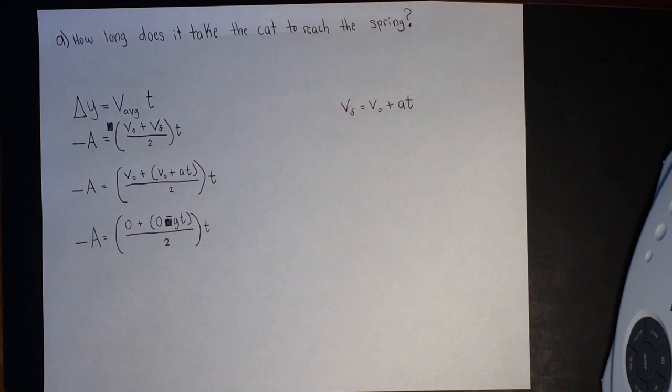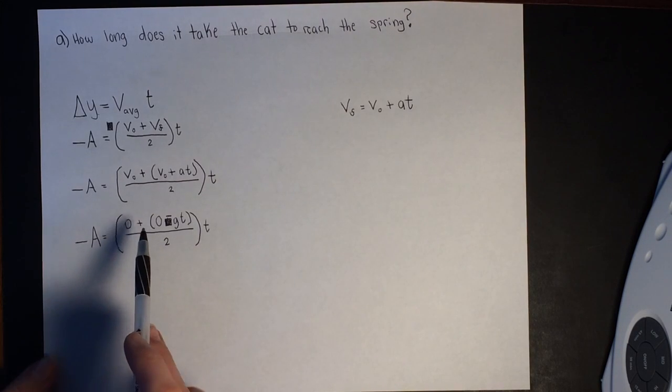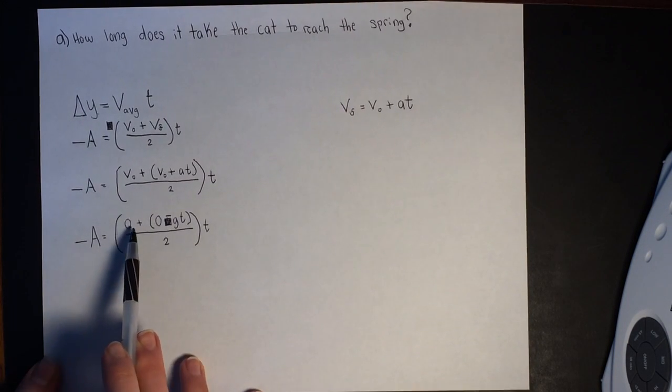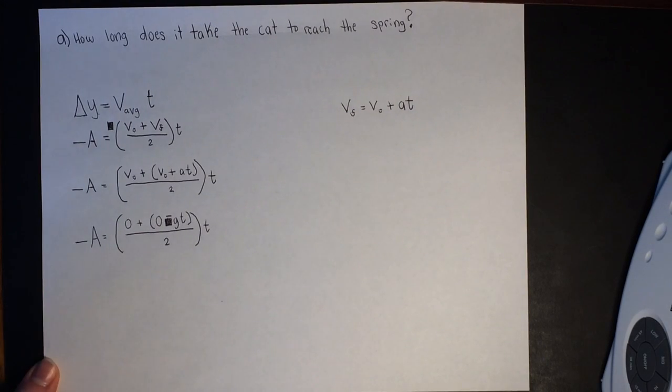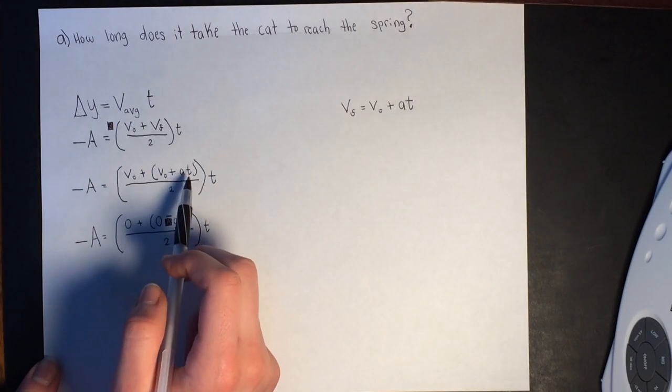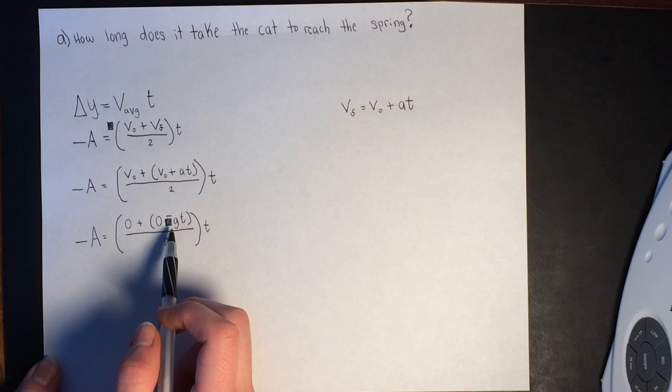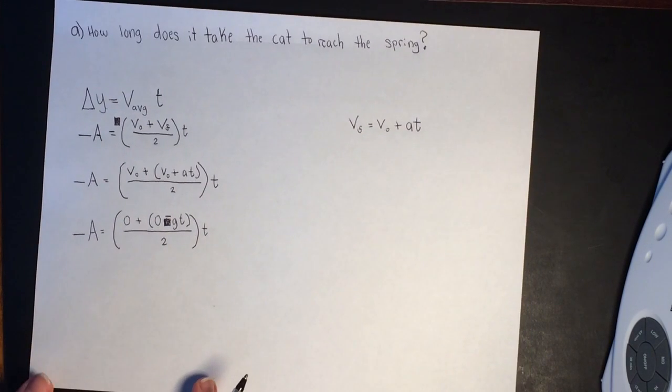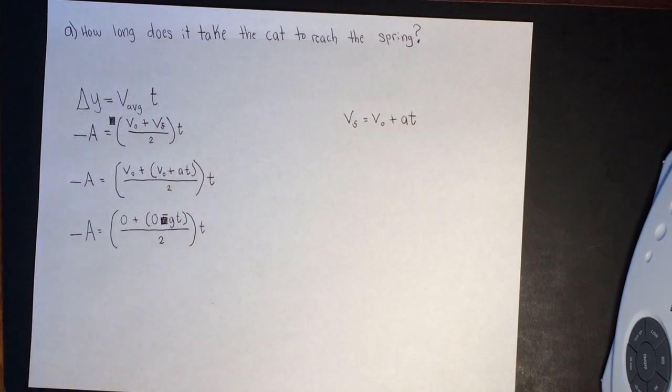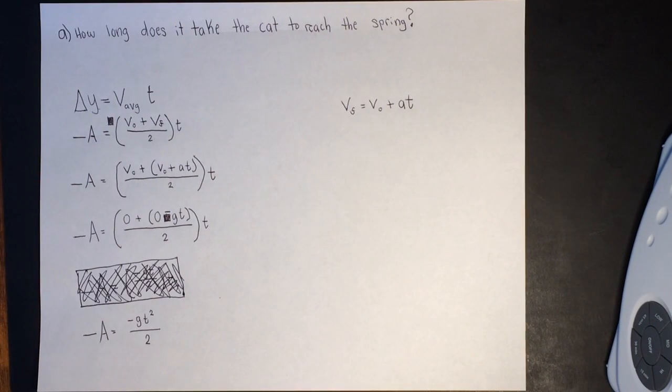And we're in luck because the prompt says that the cat falls off the cliff, so we can assume that the initial velocity is 0. So I just plugged in some zeros wherever there was a v0, and I also plugged in, for the acceleration, negative g, which is the acceleration due to gravity. And when we simplify that a little bit, we get negative A equals negative gt squared over 2.